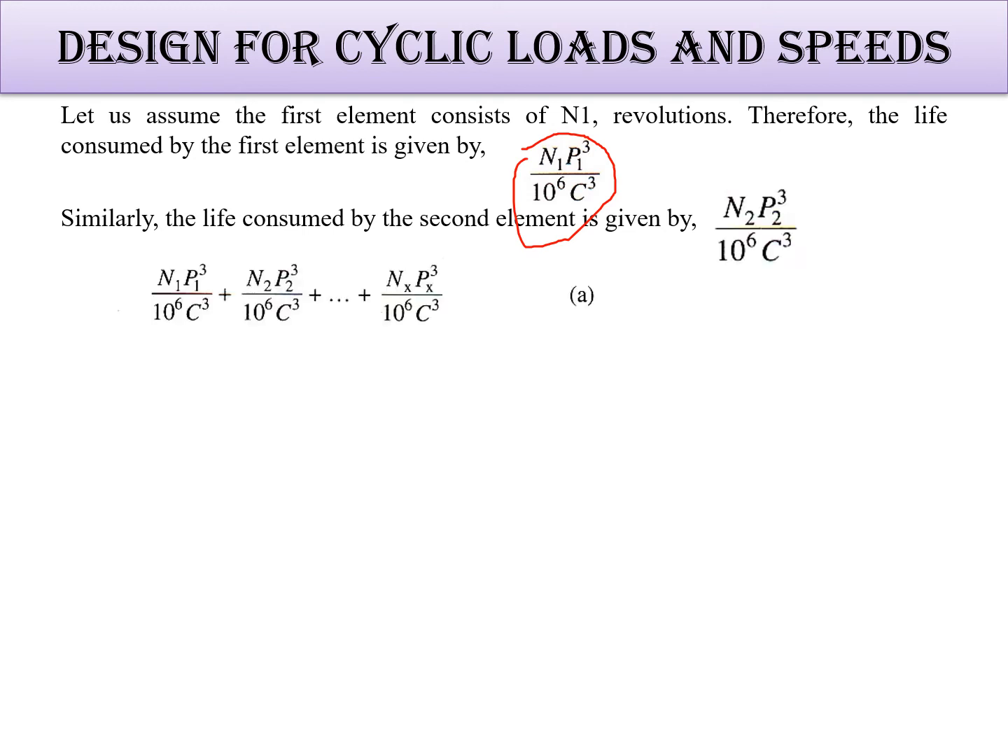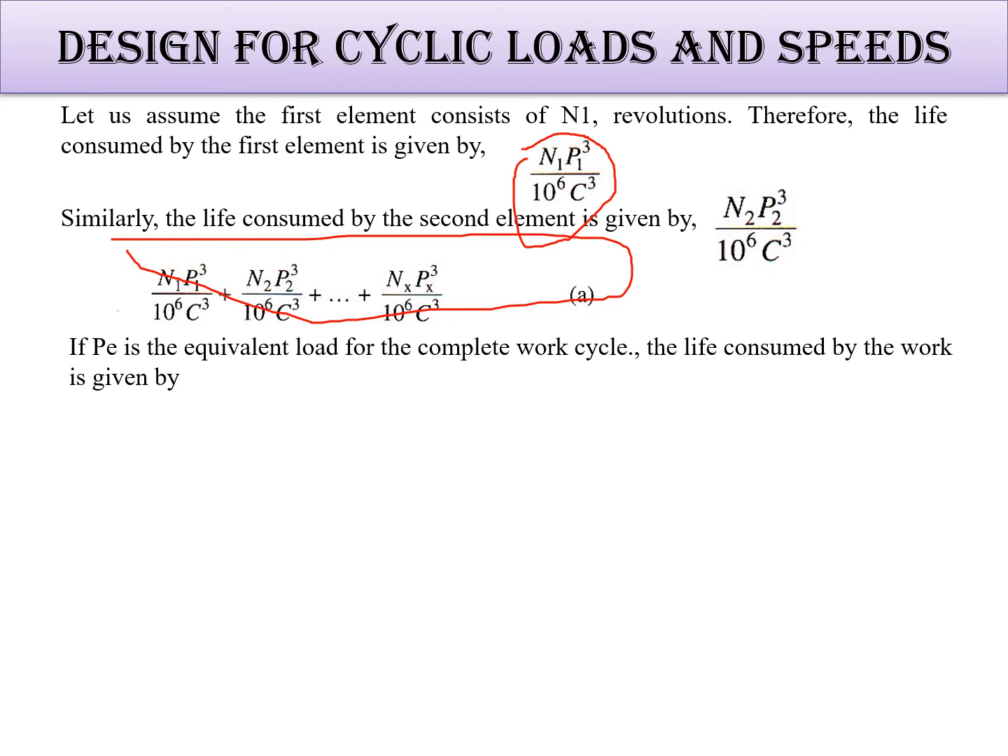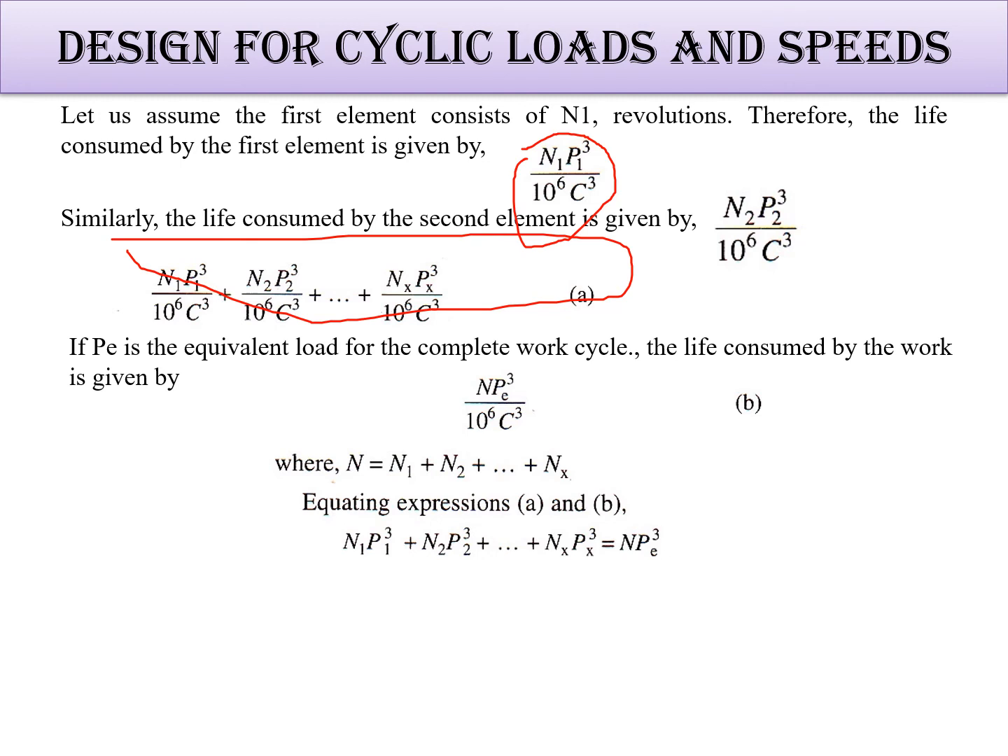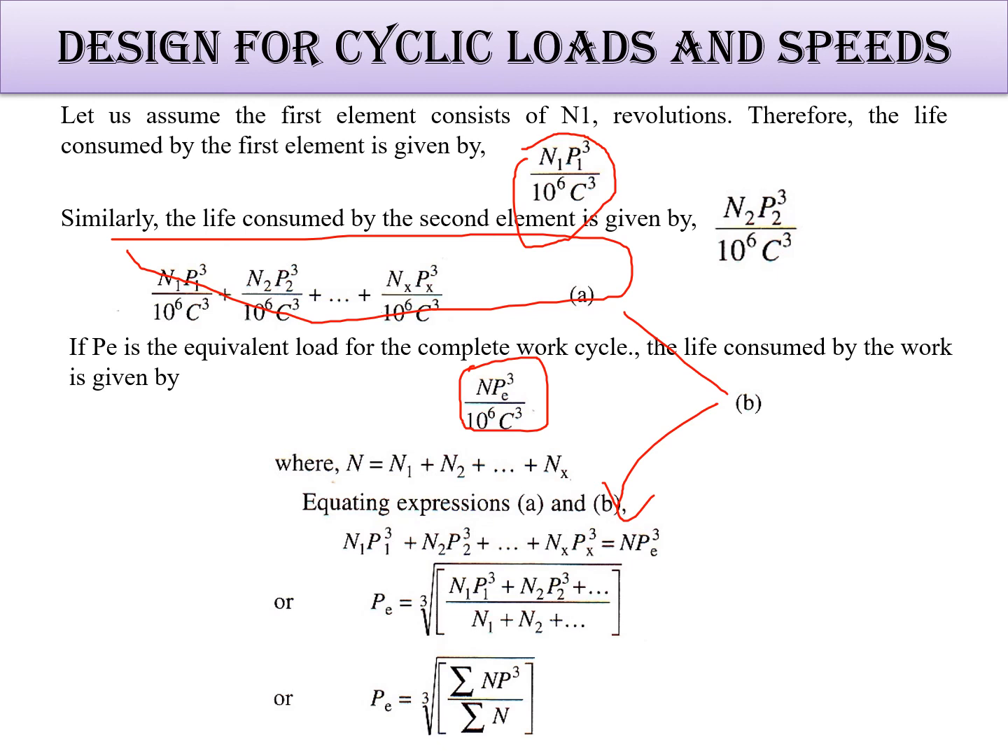For the next element N2 will be there. Like this, we can add it n x times. So this equation we get here. Now the equivalent load is equal to what? N is equal to N1 plus N2 up to the last Nx. So the equation for the equivalent load will be N P cube upon 10 to the power 6 by C cube, where P is the equivalent load. Now from A and B, we will get this term, that is N1 P1 cube plus N2 P2 cube plus Nx Px cube equal to N Pe cube. Based on that, we made this formula.